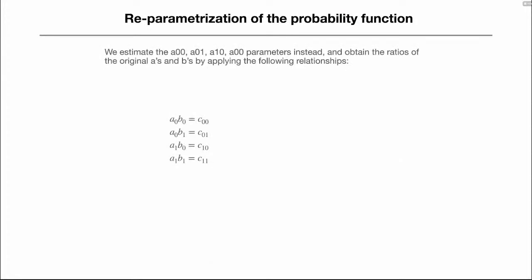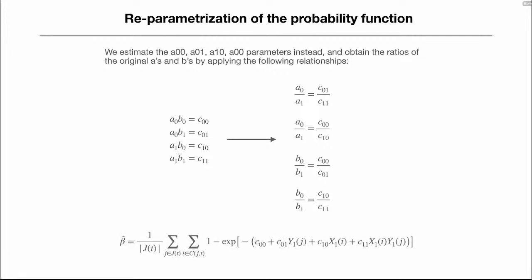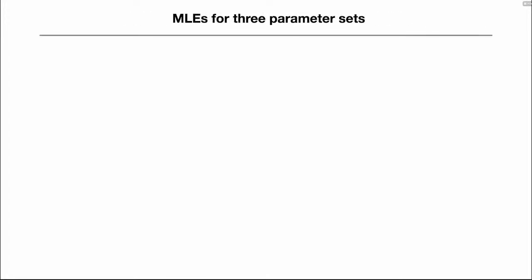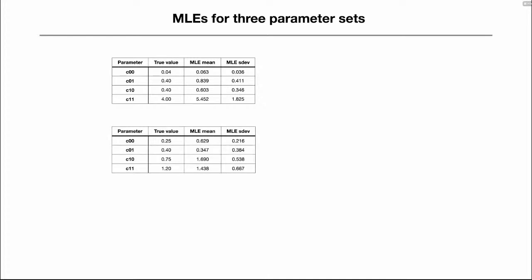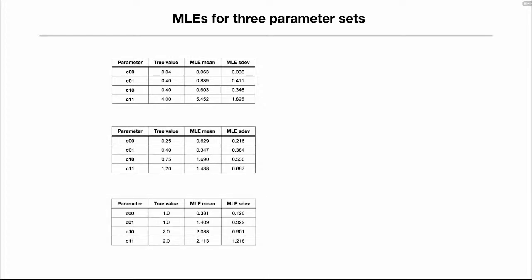I had to do some reparametrization because of the symmetry form of the function. There was a better way of defining this in terms of the C's, which is just the products of these initial coefficients. And with that, I have my beta as a function of those individual coefficients. Then I did some testing with some true values to see, can I recapture those? And this is showing those tables that give the true values, the mean of the maximum likelihood estimation, and the deviation.